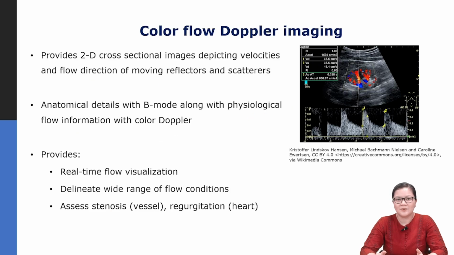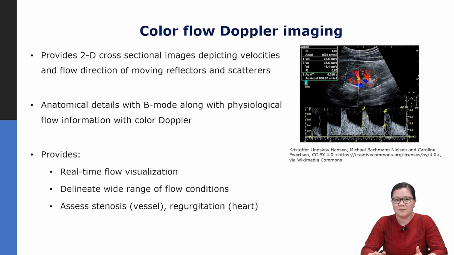Now, what is color flow Doppler imaging? This one provides a 2D cross-sectional image depicting the velocities and flow direction of moving reflectors and scatterers inside a vascular system. Here you can see an example of a color flow Doppler image, wherein at the bottom you have a spectral Doppler display, and here you see the B mode, which is overlaid with a color map, and this color map corresponds to color Doppler.